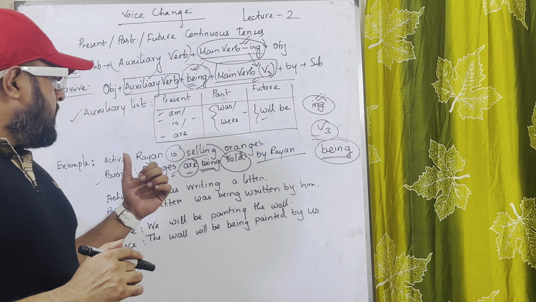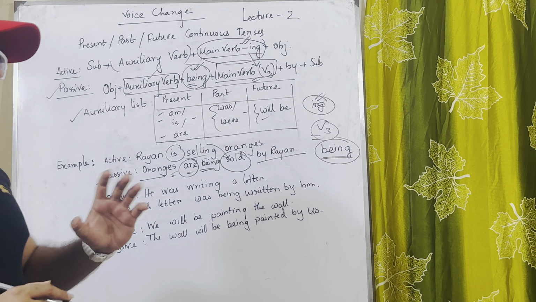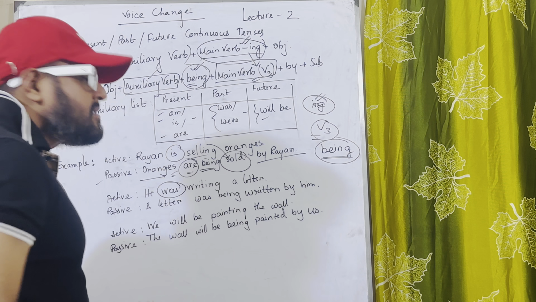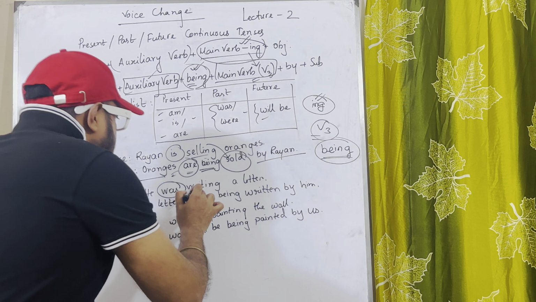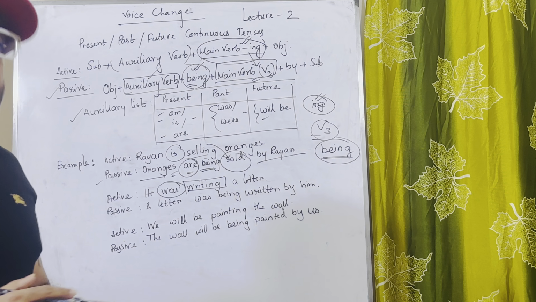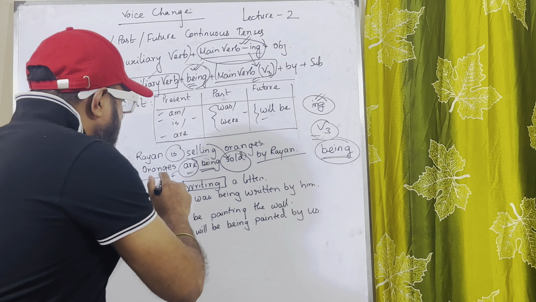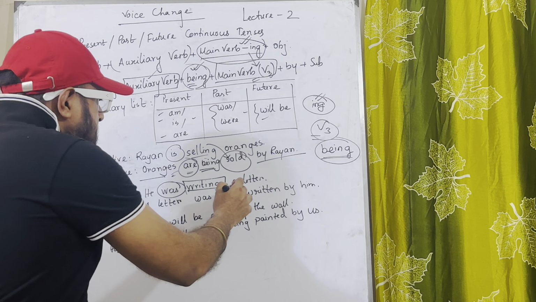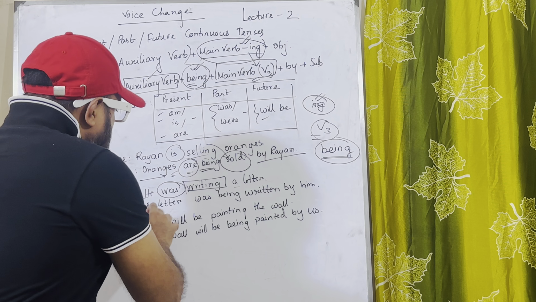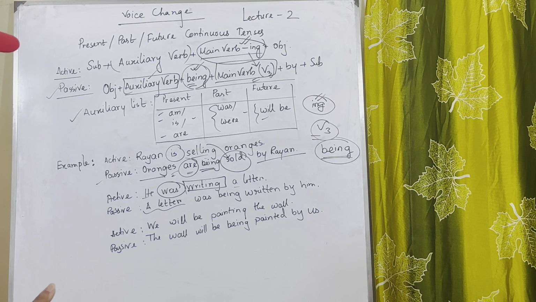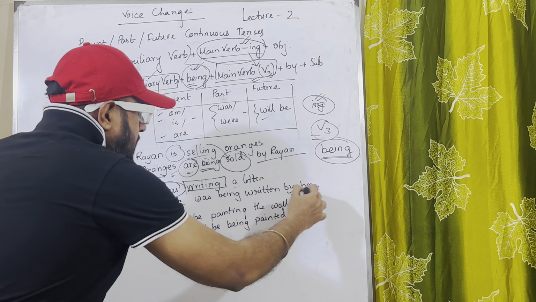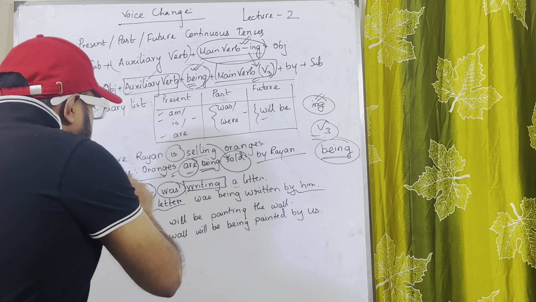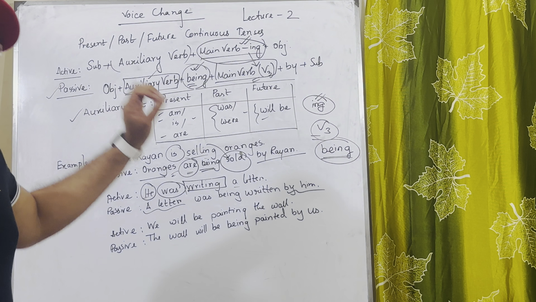Number 2, he was writing a letter. So here again, was indicates past tense, and writing, the ing form, indicates continuous tense. So combined they are past continuous tense. So again we have shifted the object and subject position. Object came as the subject in the passive sentence, and subject went to the object position. And now remember, the subject over here is he, because it's a pronoun.